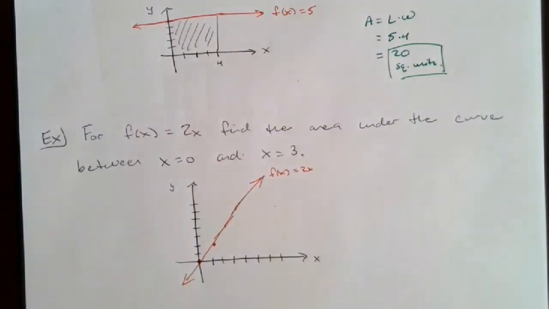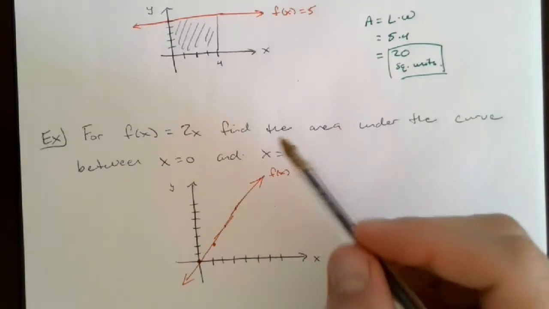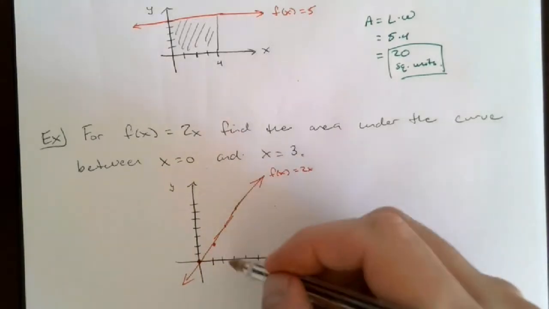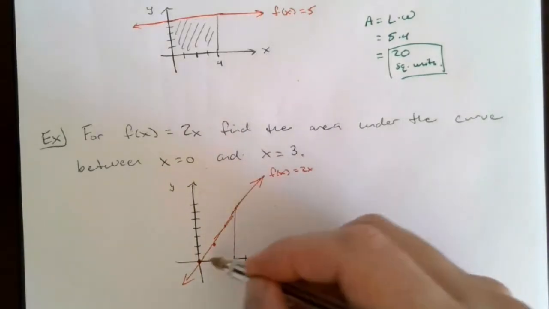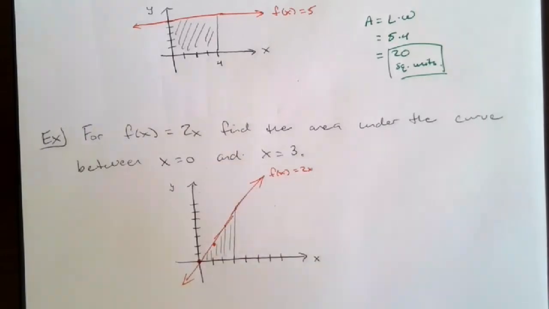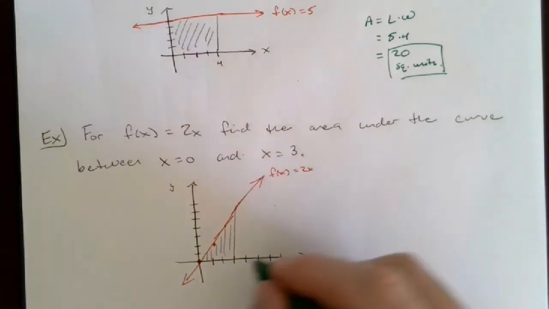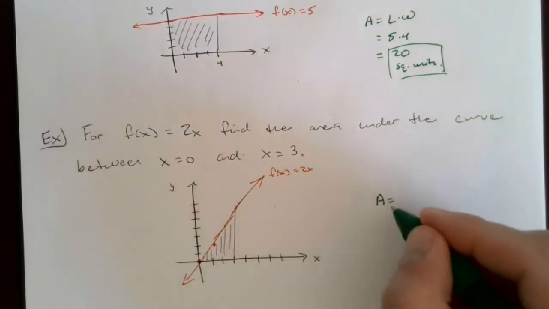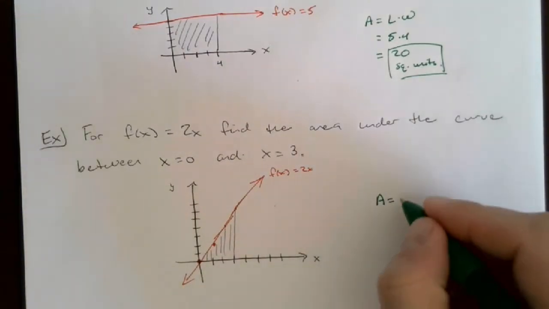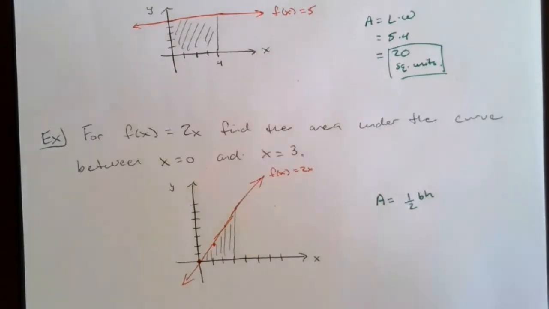Now we want the area between 0 and 3. So here's 3. We're going to go up here and we're looking for this area. Well, what shape do we have? We have this triangle, right? And the area of a triangle, if you remember, is equal to the base times height divided by 2, or 1/2 base times height. They mean the same thing.